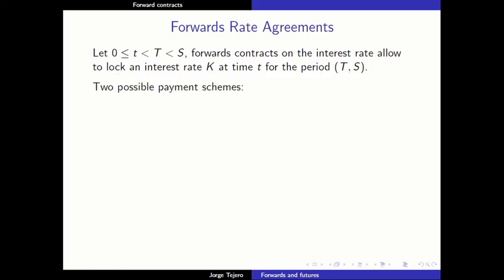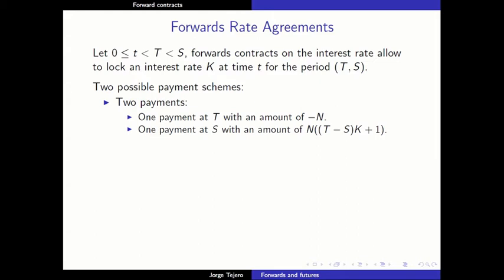Okay, these contracts have two possible payment schemes. The first of the schemes is with two separate payments, with one initial payment at the beginning of the period equal to the nominal amount, and one other payment at the end of the period equal to the nominal amount times 1 plus the interest rate times the length of the period. Notice that these two payments carry an opposite sign.